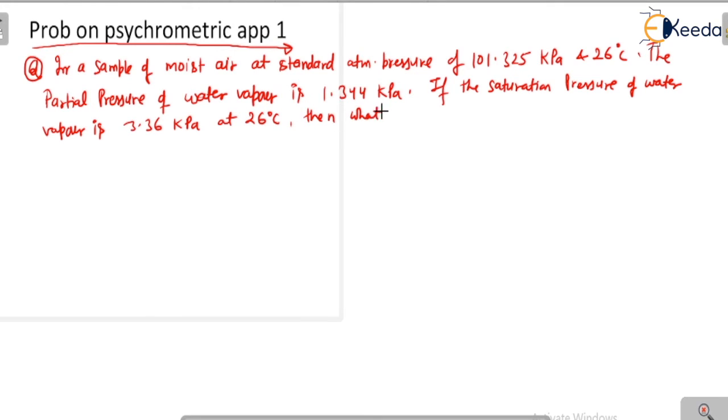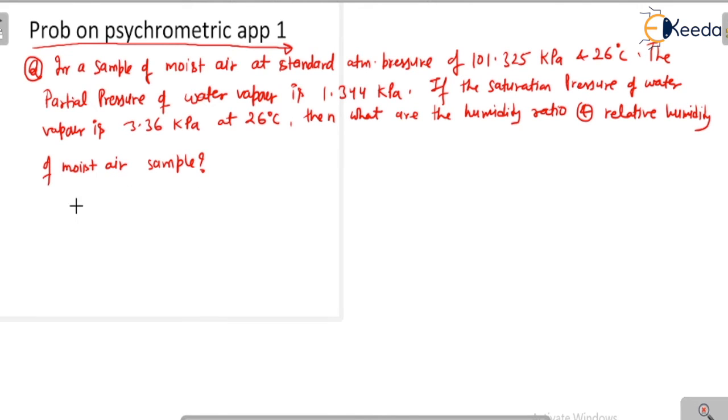what are the humidity ratio and relative humidity of the moist air sample?